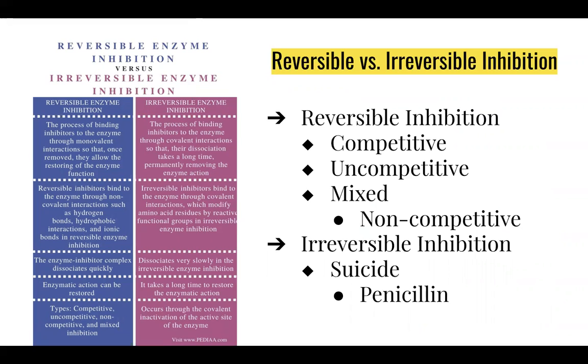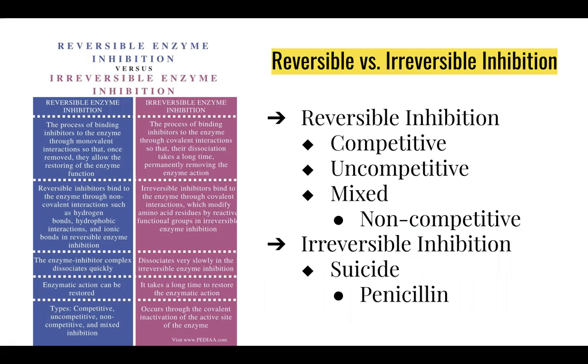Reversible inhibition is characterized by the non-covalent binding of the inhibitor to the enzyme. This type of bond occurs through hydrogen bonds, hydrophobic interactions, and ionic bonds. These types of bonds are weak, and they allow for the enzyme inhibitor complex to easily dissociate, thus restoring enzymatic activity. This includes competitive, non-competitive/mixed, and uncompetitive inhibition.